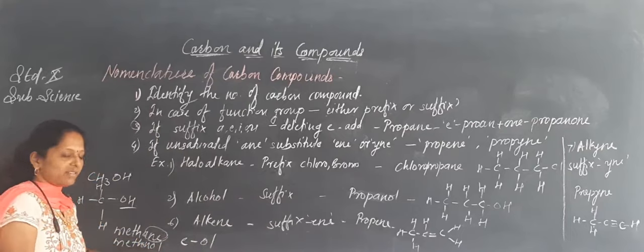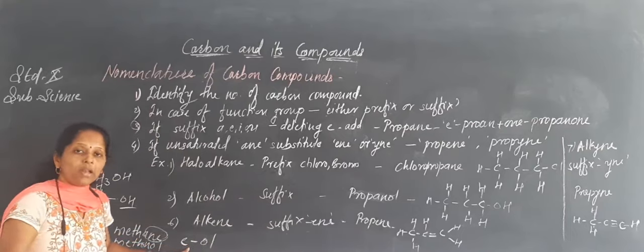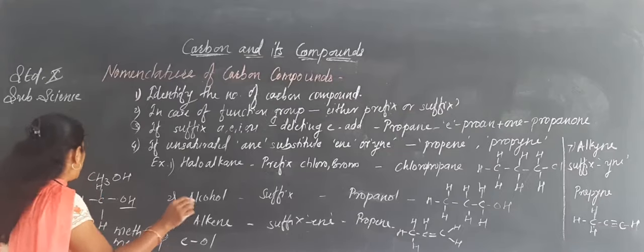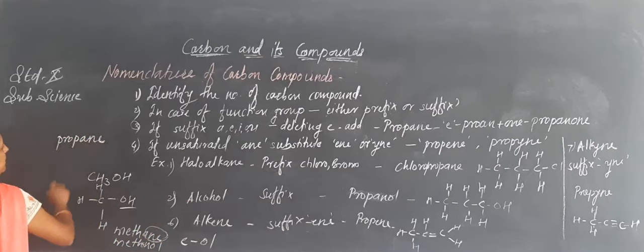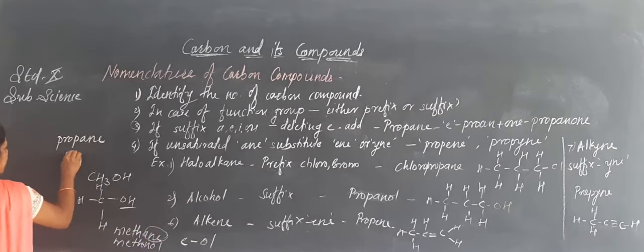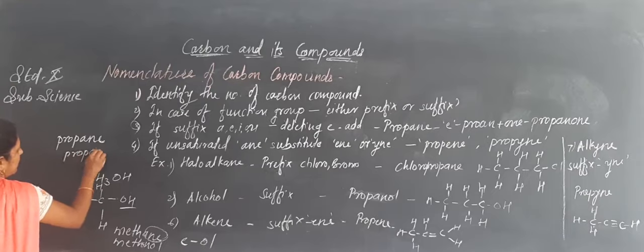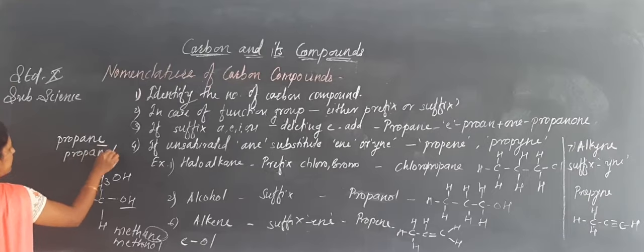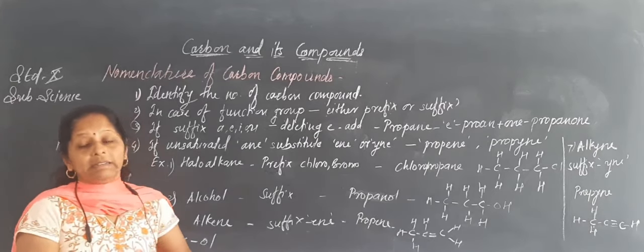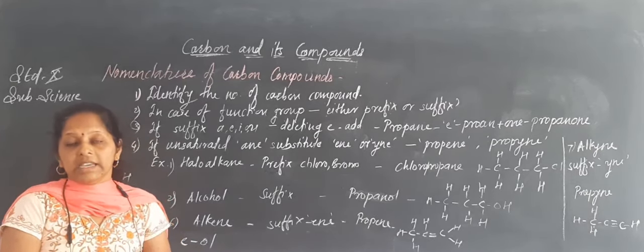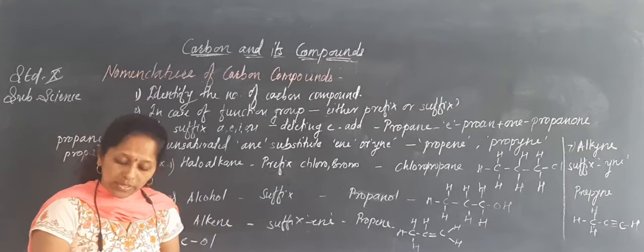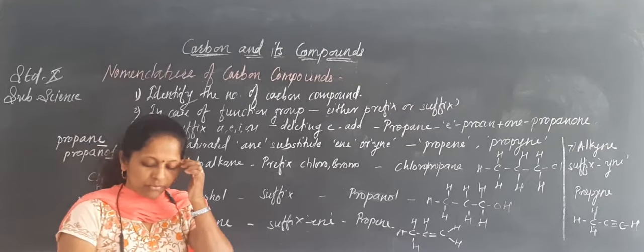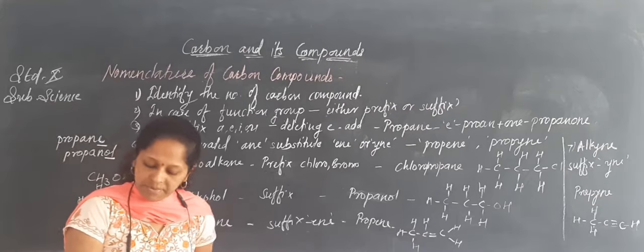Methane gives methanol. Propane gives propanol: the E is replaced by OL. Ethane, E-T-H-A-N-E, gives E-T-H-A-N-O-L: the E is replaced by OL. This is an example where we use OL as a suffix.